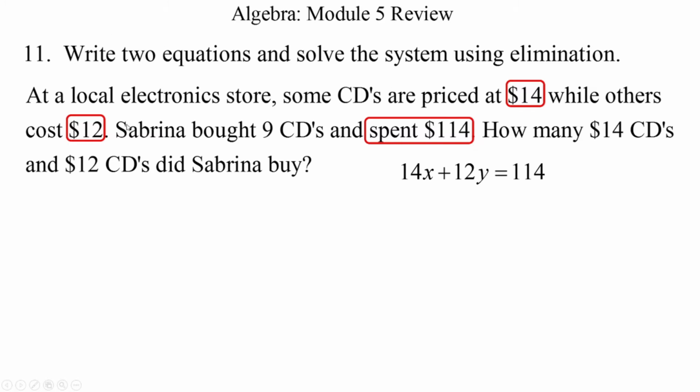Now, let's go back to Sabrina buying 9 CDs. Well, if X is the number of $14 CDs, and Y is the number of $12 CDs, then wouldn't X plus Y have to equal 9? That's pretty slick right there. You get all of that just with this little line right here. So we're going to say the number of $14 CDs that we buy, X, plus the number of $12 CDs we buy, Y, has to give me a total of 9 CDs.